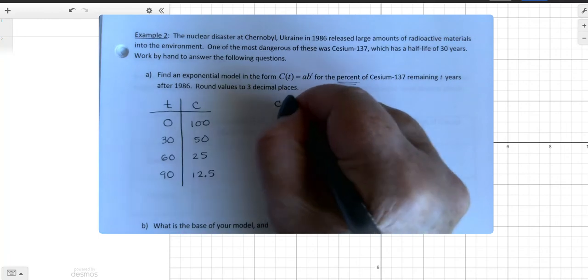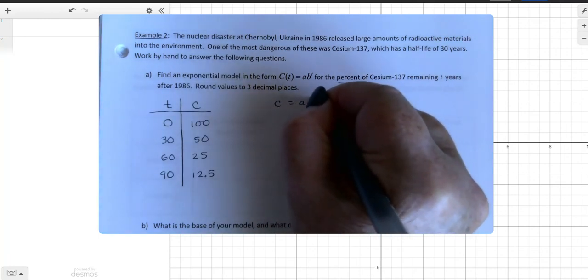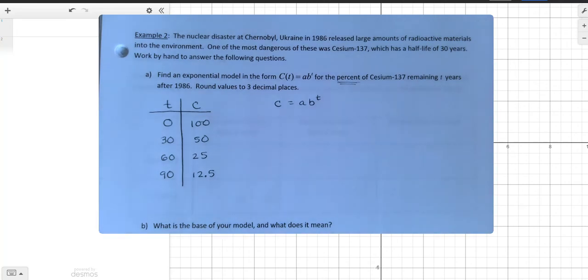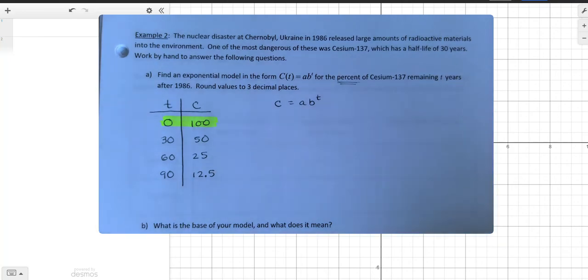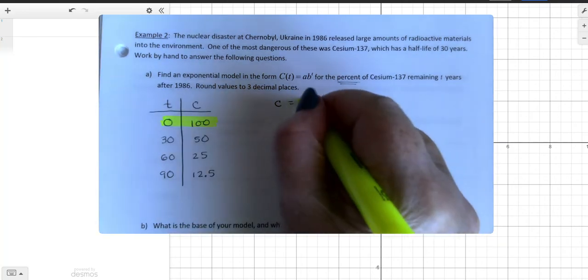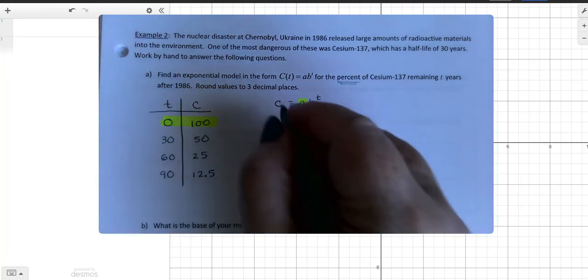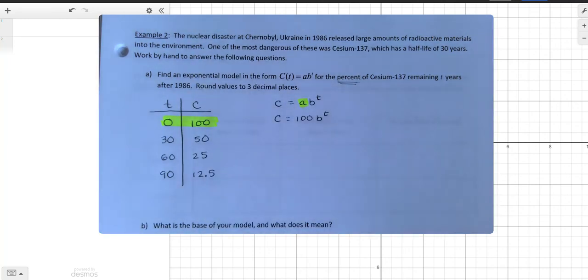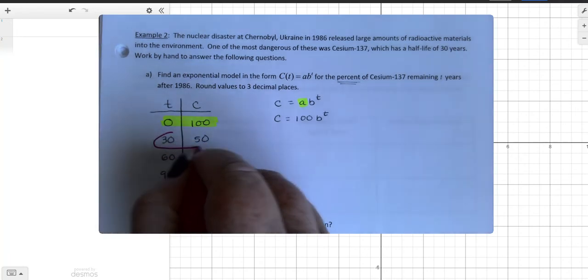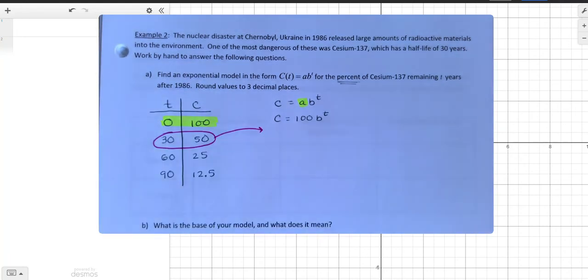All right, so we're going with C equals AB to the T. And I do know A. I know the starting amount, or y-intercept, is 100. So that's going to be my A value, 100. These do not go up by ones, so I can't pick the B value out of the table. Instead, I'm going to take one of my other points and substitute it in. So let's go ahead and take this one. Plug that into my equation.